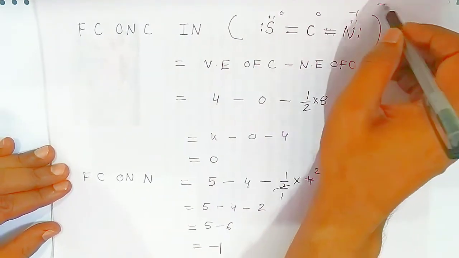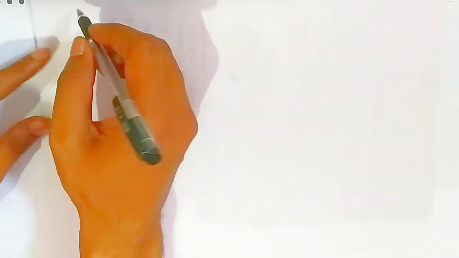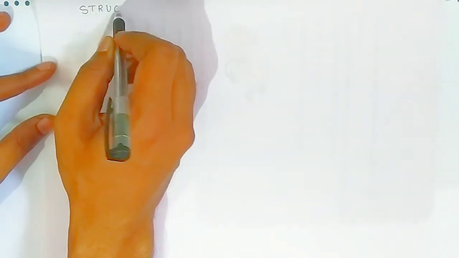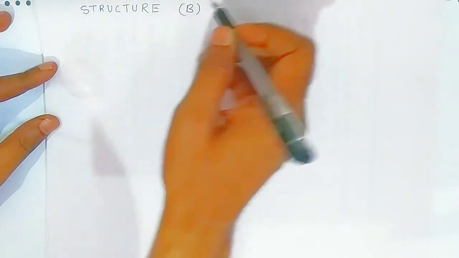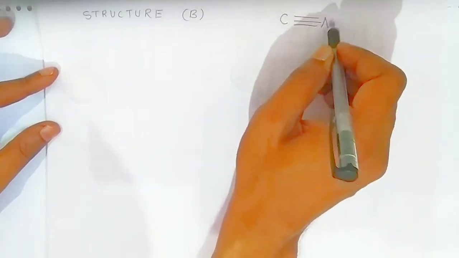So the whole molecule will carry -1 charge. Okay students, this is the first structure we have seen. Now students, in the same way you can find out the structure B.